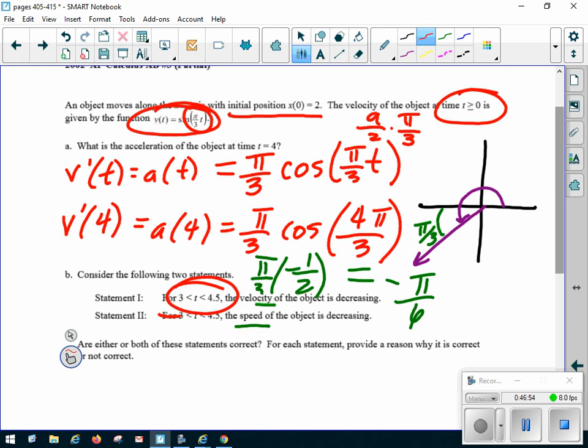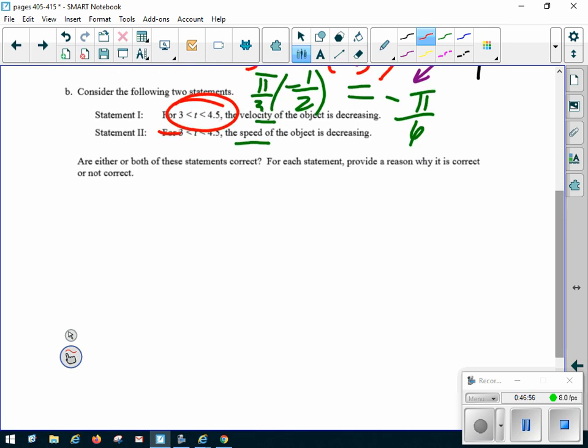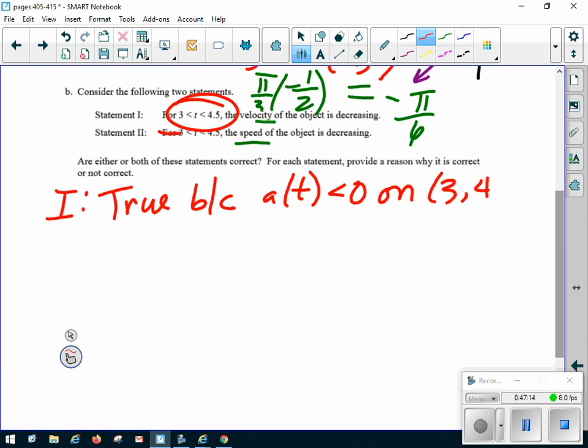So what are you going to say here for statement 1? True or false? So statement 1, you're saying is true. Why? A of t is negative on that interval. So v of t is decreasing. You got that?